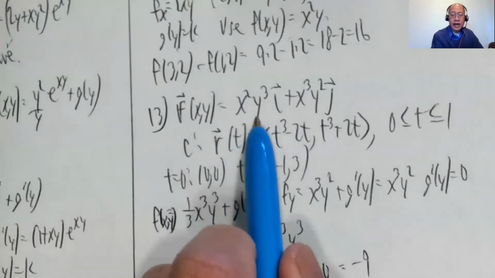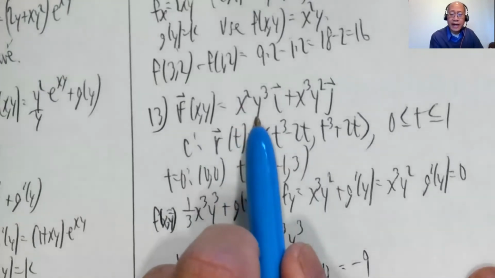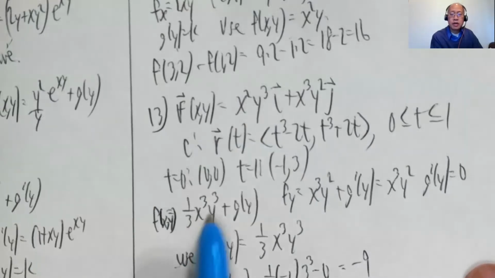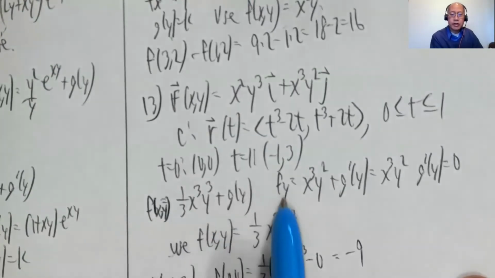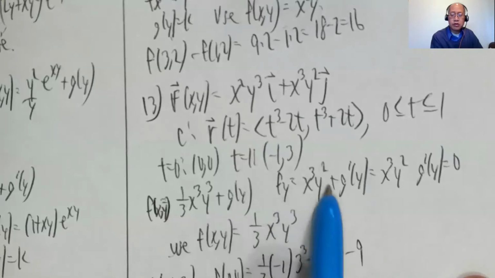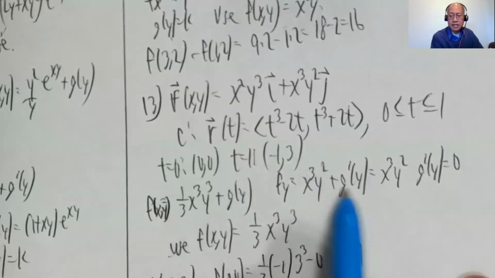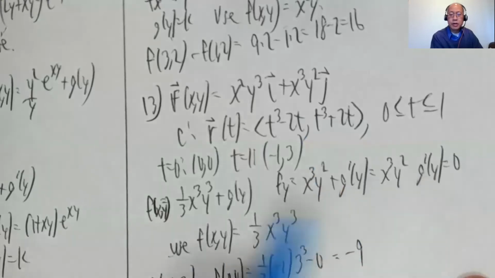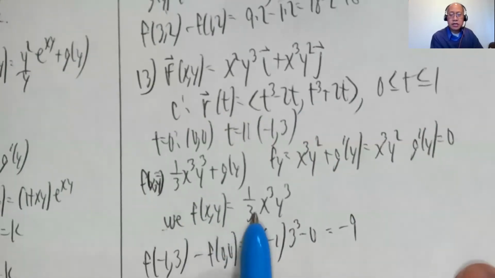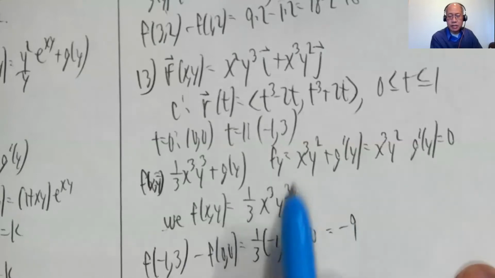All right, so this is Fx. Integrate with respect to x: 1/3 x cubed y cubed plus g of y. Differentiate with respect to y: x cubed y squared plus g prime of y. Set that equal to x cubed y squared. Once again, in this case, it's easy. g prime of y is 0. So I'll decide to use 1/3 x cubed y cubed. In other words, let k be 0.